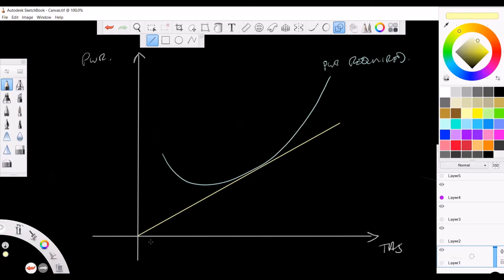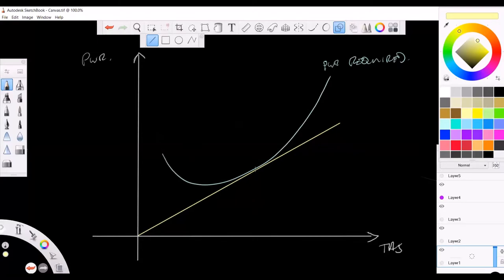a straight line from the origin, the zero, zero point of the curve, so that's zero power, zero TAS, just touches the curve in one place. A tangent is a straight line that touches a curve in one place. So when we say the tangent, we always mean the tangent from the origin. We can actually change it slightly depending on the wind and so on, but for now, if you just say the tangent, it's always the tangent from the origin, unless otherwise specified.